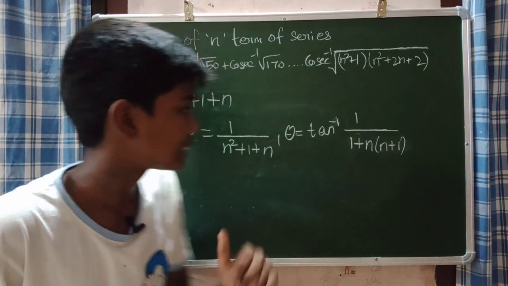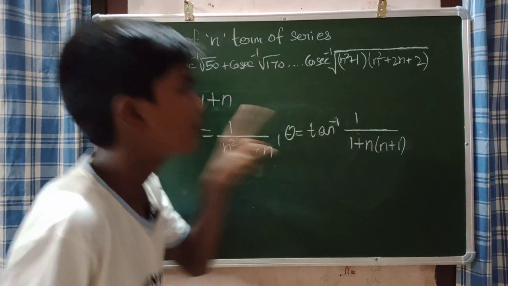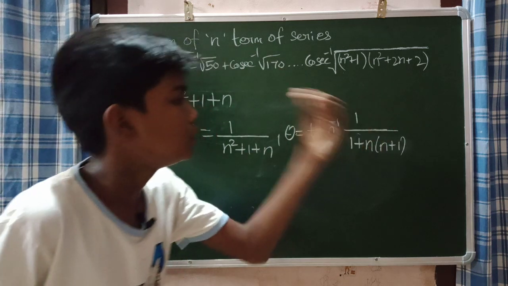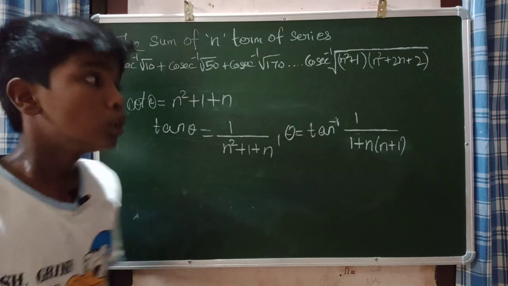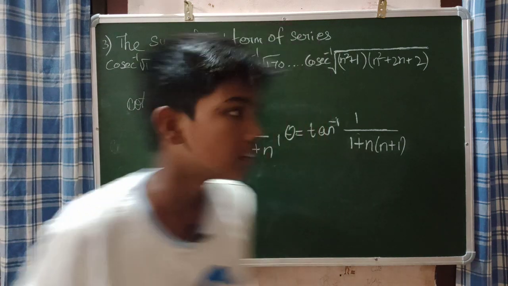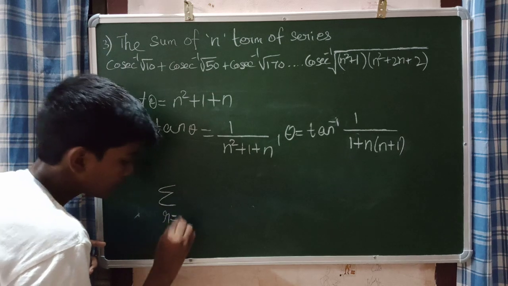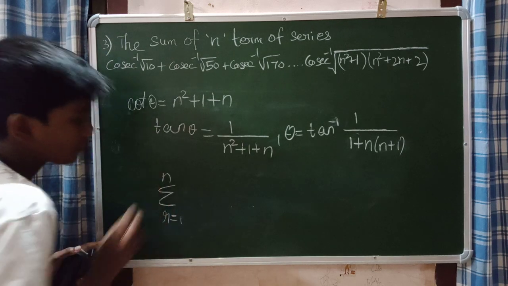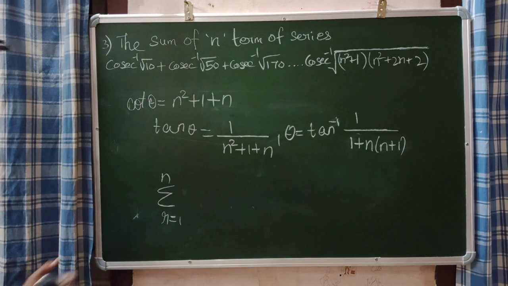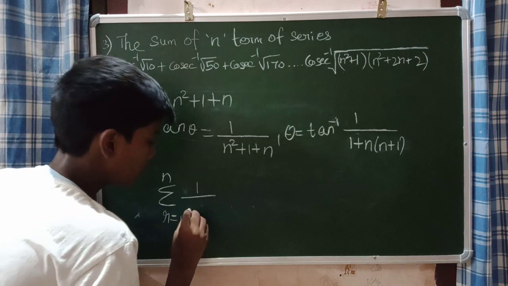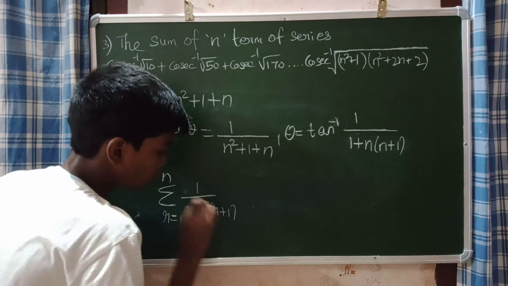I will repeat once again, guys. We know the general term is tan inverse of 1 by 1 plus n into n plus 1. To get the value of the series, we should write all of them as 1 divided by 1 plus n into n plus 1. So what you need to do here? Summation of r is equal to 1 to n number of elements as tan inverse of 1 divided by 1 plus r into r plus 1. This is what I got.